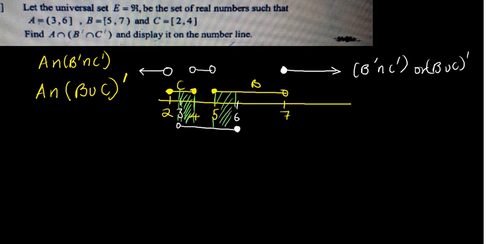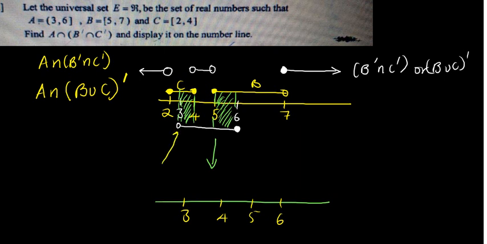Remember the question is saying to also display on a number line. I can now put them also on the same, now only one number line. The intersection is starting from 3 up to 4, and then from 5 up to 6. Now you can see that 3 is not part of this set A, therefore it cannot be part of the intersection. But 4 is part of both sets, so it will be part of the intersection. Why?